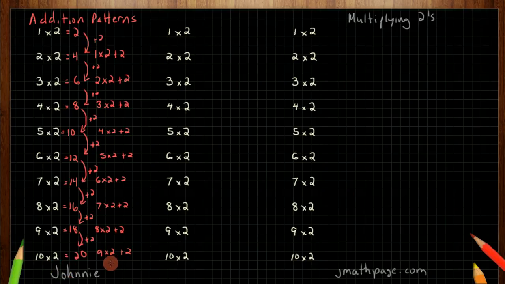So now we've done all of them. We've gone through and we found out that 1 times 2 is 2, 2 times 2 is 4, 3 times 2 is 6, 4 times 2 is 8, 5 times 2 is 10, 6 times 2 is 12, 7 times 2 is 14, 8 times 2 is 16, 9 times 2 is 18, and 10 times 2 is 20. And we used an addition pattern, repeated addition, adding 2 every single time. That's one way to think about it.